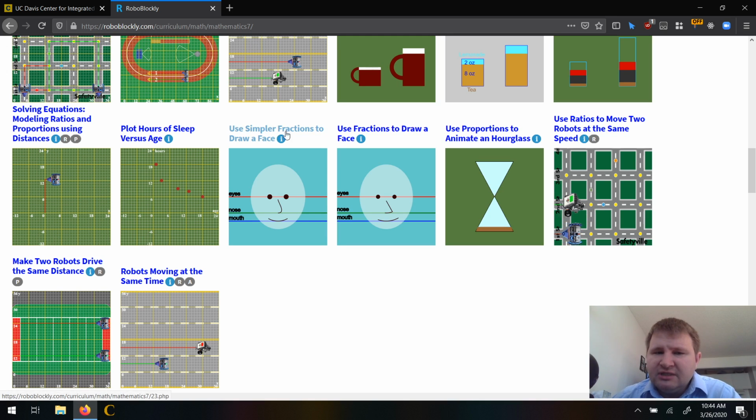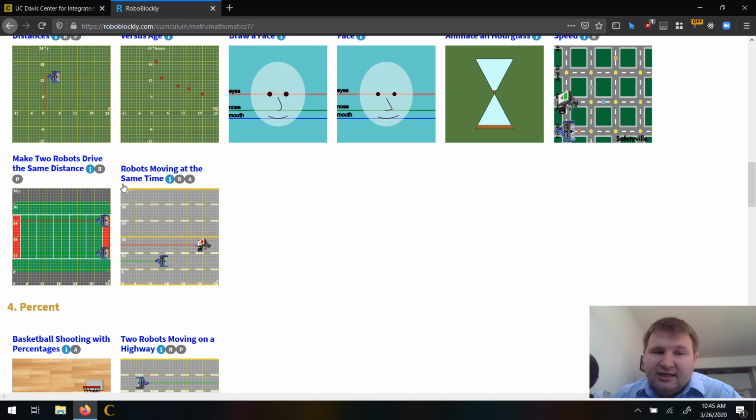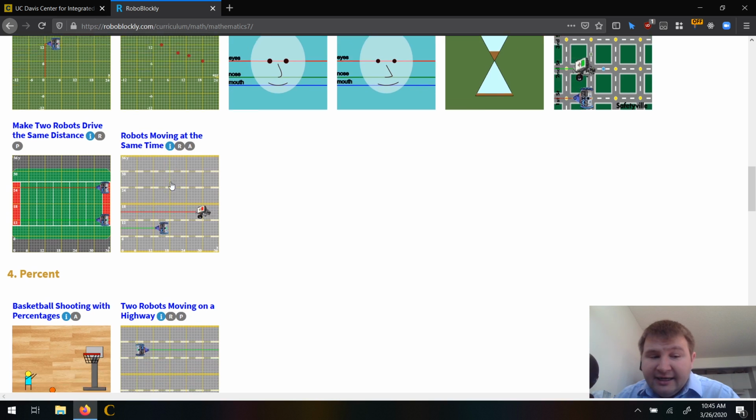We start looking at using simple fractions related to drawings and getting proportions of the size of elements on a face correct. We start looking at using proportions to effectively animate an hourglass so that it looks more realistic, like we might expect to see if we had an hourglass sitting in front of us. We look at using ratios to move robots at the same speed, look at having robots move the same distance or at the same time.